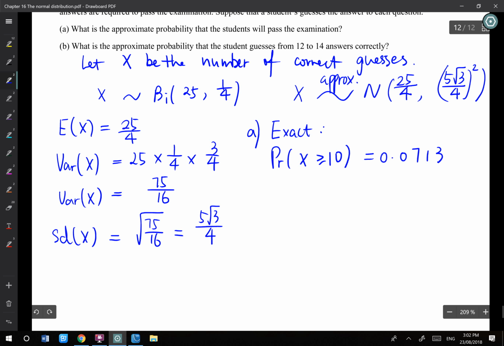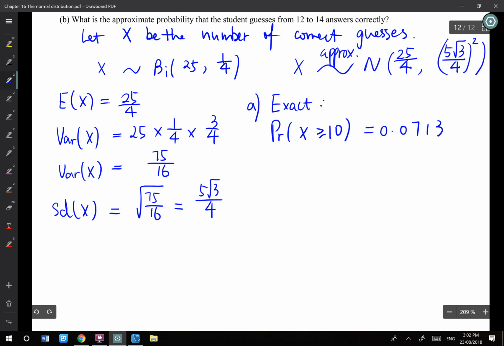Okay, that's my exact rate. Use binomial to calculate the exact rate. Let's look at the approximate rate. Okay, I still need x greater or equal to 10. But remember your mu is 25 over 4 now, and your standard deviation is 5 root 3 over 4. You use normal to calculate that.